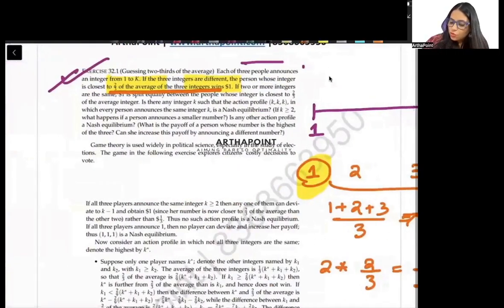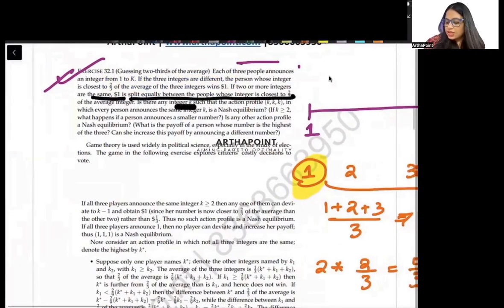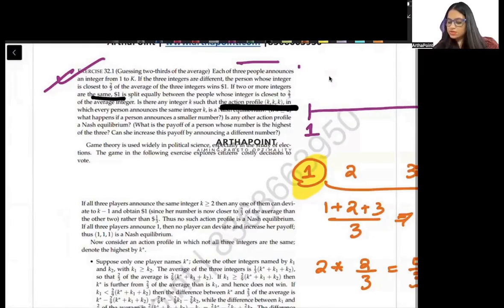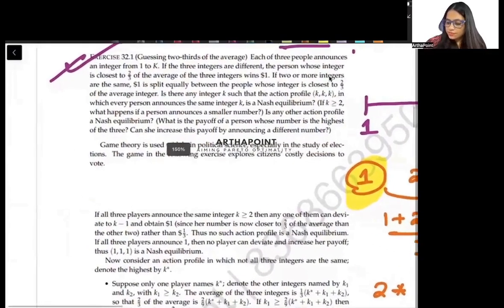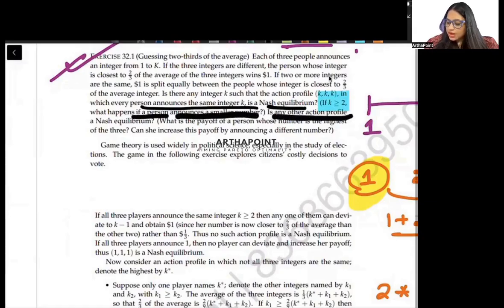If two or more people choose the same integer, the $1 is split equally among those whose integer is closest to 2/3 of the average. Is there any case in which the action profile, where every person announces the same integer k, is a Nash equilibrium? If k is greater than or equal to 2, what happens if a person announces a smaller number? Is any other action profile a Nash equilibrium? What's the payoff?